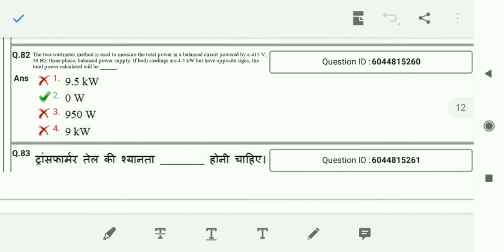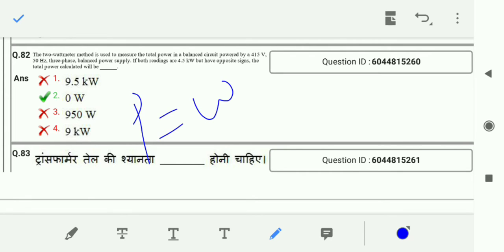The 2 wattmeter method is used to measure the total power in a balanced circuit powered by a 415 volts, 50 Hz, 3-phase balanced power supply. If both the readings are 4.5 kilowatts but of opposite sign, then the total power calculated will be dash. P equals what? W1 plus W2, or P1 plus P2.